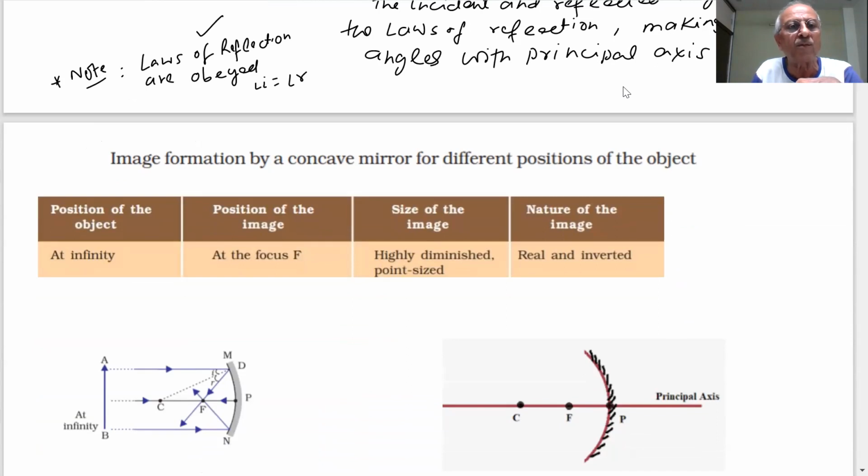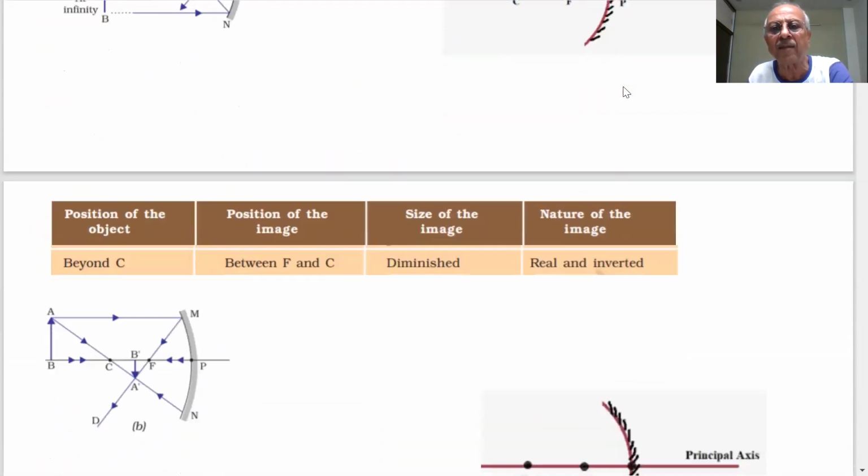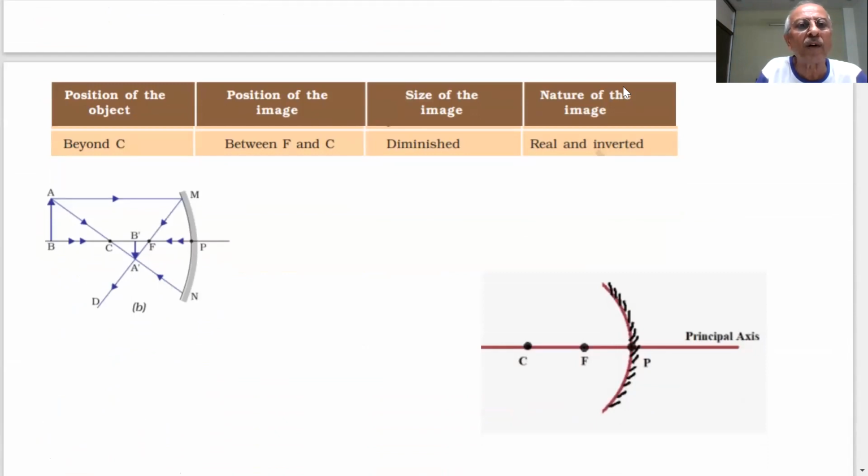Just to give a recap, last time I told you image formation by a concave mirror for different positions. When the object was at infinity, the image was at the focus, highly diminished, point-sized, real and inverted. You already did that in the last video. We are just giving a revision for the concave mirror. Then I showed you when the object is beyond C, the image formed is inverted, diminished, smaller in size, and it is between F and C. The image is real and inverted. We discussed it last time. Any doubt here for the concave mirror?